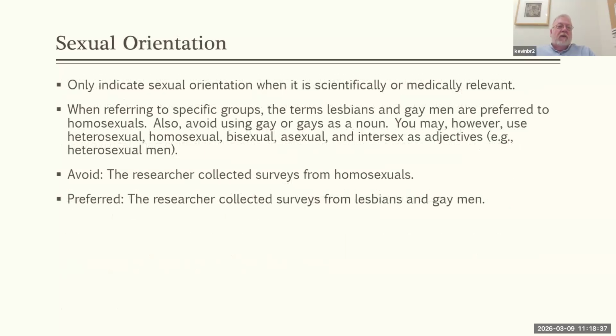So again, with sexual orientation, only indicate orientation in your reports and writing when it's scientifically or medically relevant. When you're referring to specific groups, the terms lesbian and gay men are preferred to homosexuals, which is far too generic. Also, avoid using gay or gays as a noun. You can use heterosexual, homosexual, bisexual, and intersex, etc., as adjectives. An example for that would be heterosexual men. So you want to avoid "the researcher collected surveys from homosexuals," and then you want to drill into some specifics as preferred: "These surveys were from lesbians or gay men."